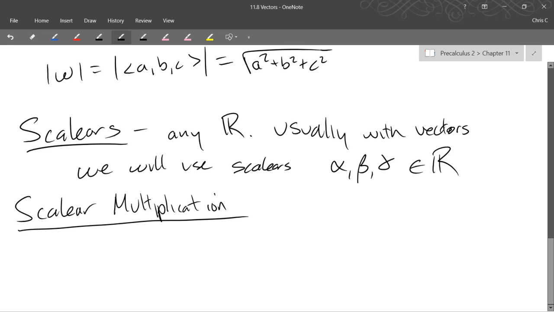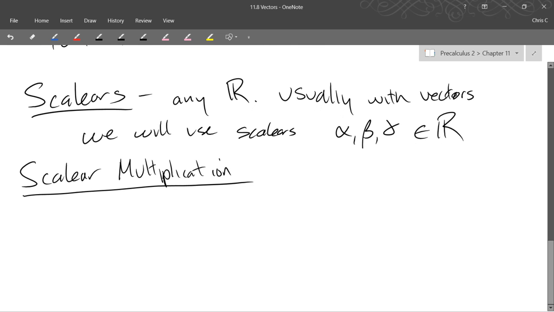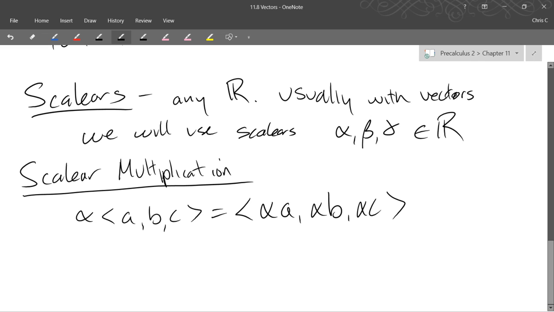So we can multiply by scalars. You've been multiplying scalars times scalars for a long time and adding up scalars, so those are just the numbers, arithmetic. So let's talk about scalar multiplication into vectors. So if you have alpha times the vector (a, b, c), scalar multiplication is multiply each of the coordinates. So it looks like this.